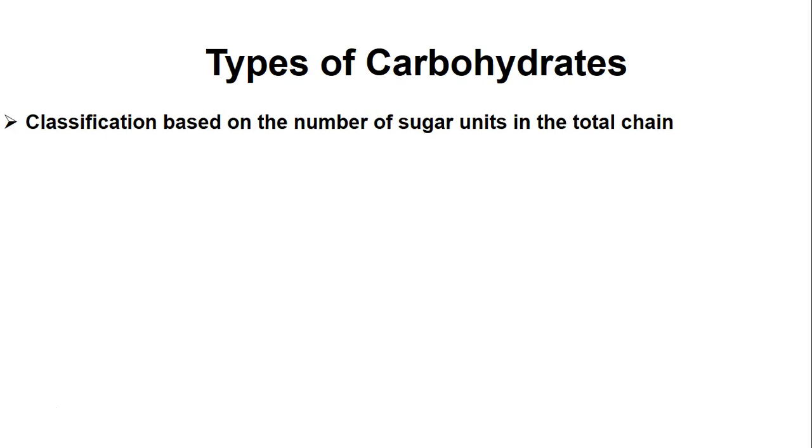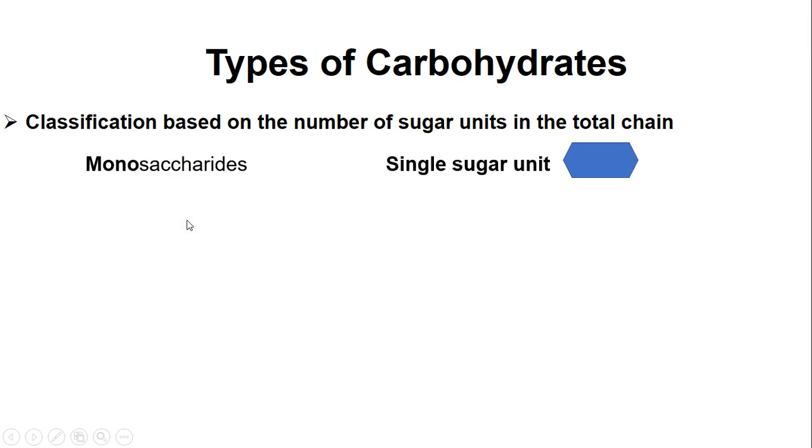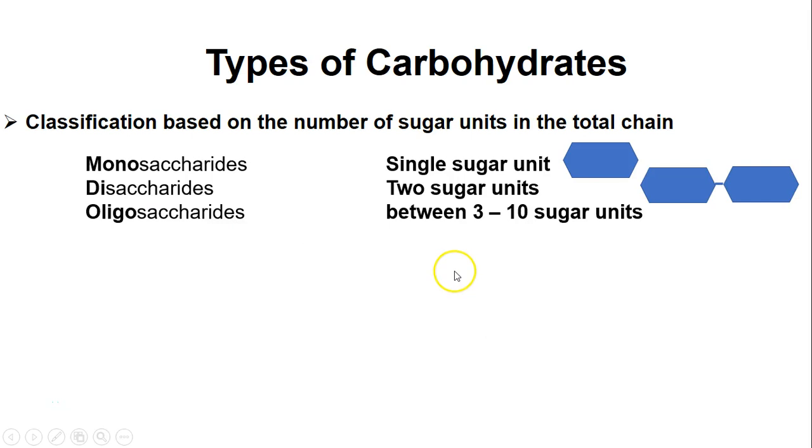So again, as I mentioned, you can classify carbohydrates based on the number of sugar units in the total chain. Do you have one sugar unit or do you have 15, 20 sugar units? For example, if you've got one sugar unit, of course, here one is the mono, and saccharide just means a sugar. So a single sugar unit will be a monosaccharide. You can also have two, where the name originates from the di, and saccharide just means the sugar, where you have two sugar units. Or you can also have oligo, and in this case, oligo just means between 3 to 10 sugar units, and saccharide again just means the sugar.